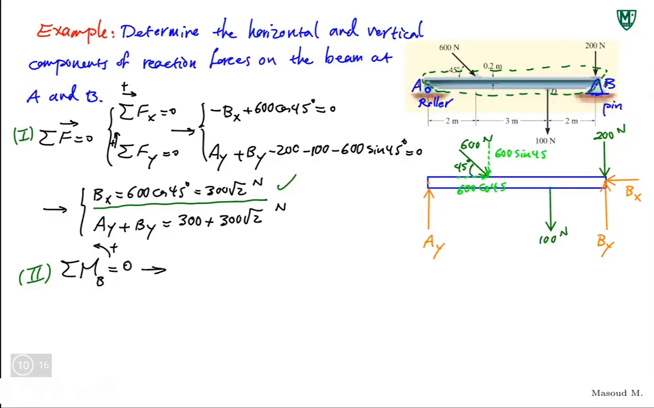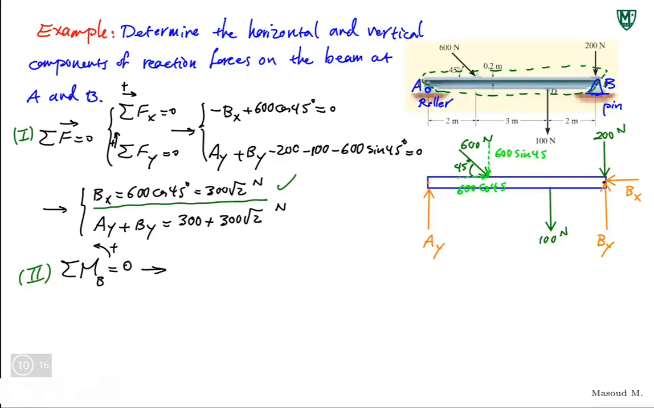So about point B, I'm writing it about this point. Let's see, 200 newtons, the line of action passes through point B, so I get rid of that. Bx, the line of action passes through point B. Remember, moment is created when a force has some distance from the point we are finding the moment about. If there is no distance and the line of action is passing through that point, the moment is 0. So 200 is not creating any moment about point B. Bx is not creating any moment. By is not creating any moment.